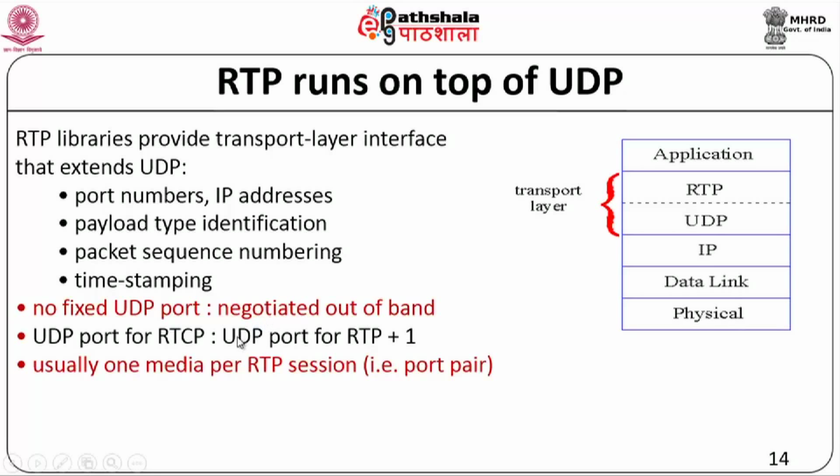Since we have a companion protocol that is used with RTP, the RTCP protocol, the UDP port used for RTCP is normally whichever port is used for RTP, that number plus 1. So, if you are using 5000 for RTP, 5001 will be used for RTCP. And RTP has this constraint that usually only one media is sent per RTP session, that is per port pair, that is for an RTP RTCP combination, one media will be sent. So, this is the idea that is basically used in RTP.